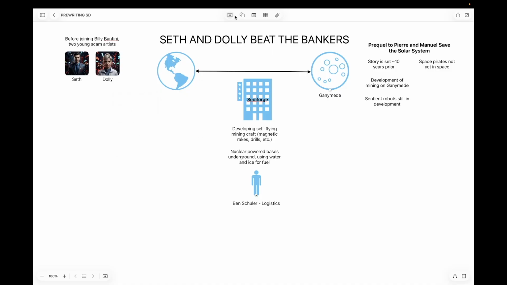So let's see here. Rapid colonization. Land rush. So people are colonizing and trying to establish industry on Ganymede and other places. Ganymede will probably be the primary one because that is the big center. The Jovian system is a big setting in the Pierre and Manuel, say, the solar system. So that's going on. But who's trying to get over there? A bunch of different companies, a bunch of different things.